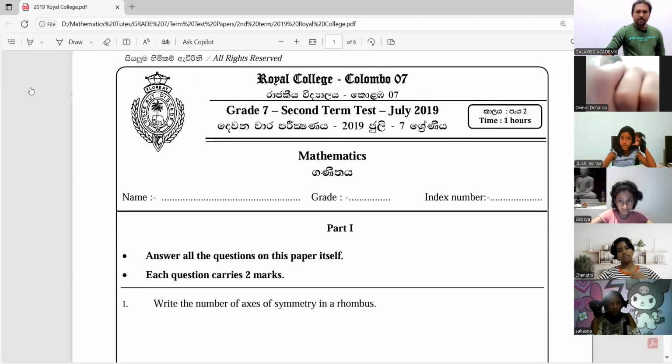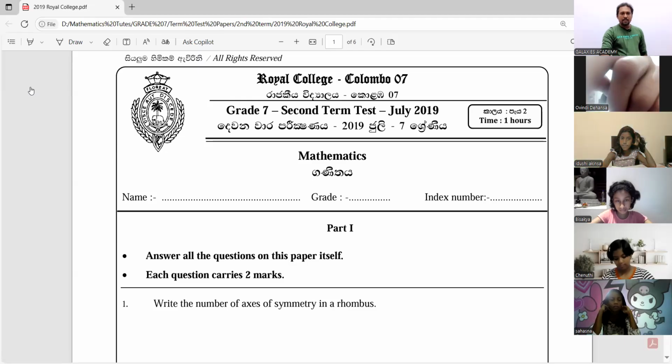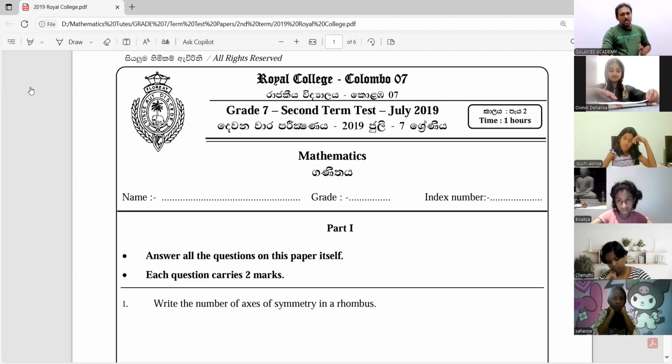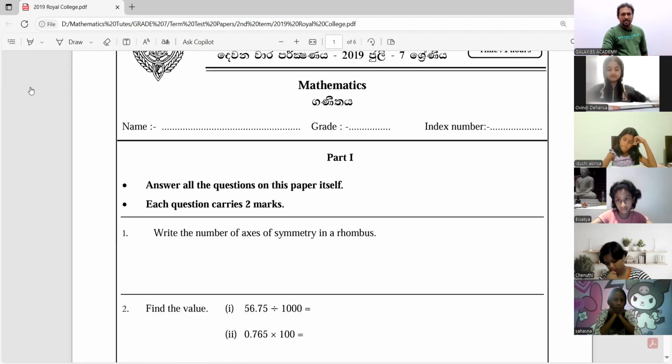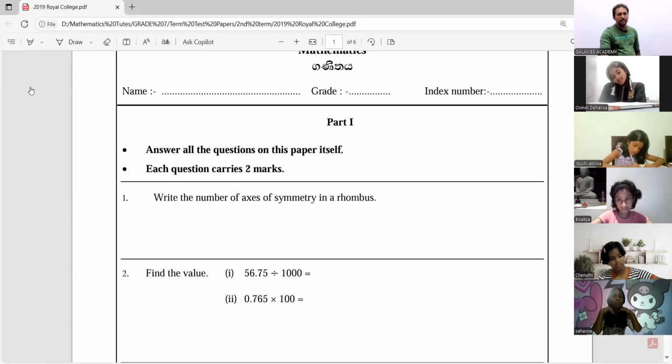Okay, let's go to discuss the answers for this paper. This is the 2019 Royal College second term test paper. First, I am going to discuss the answers for the first 20 questions of part 1.